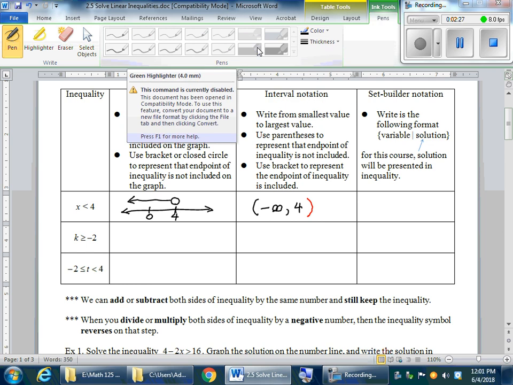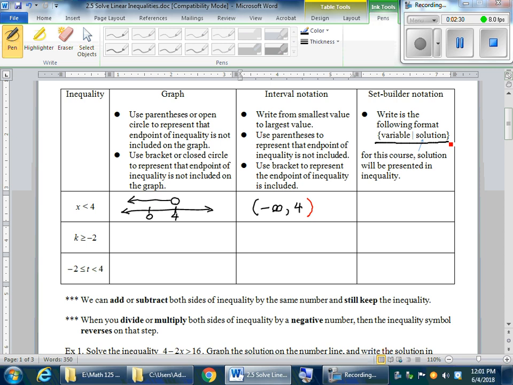Set builder notation is writing the answer in this format. It will be an open set, the variable that we are solving for, which is x, such that, and then we write down the solution. Now the solution can be in descriptive form or inequality form, and some other types. However, for this section, we will only use inequality form. So therefore, my answer will be x is less than 4.